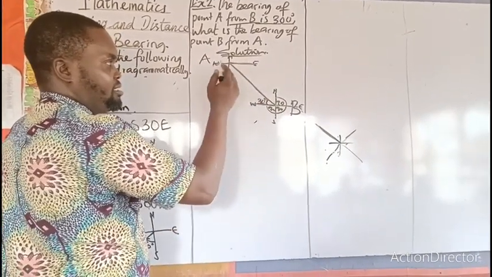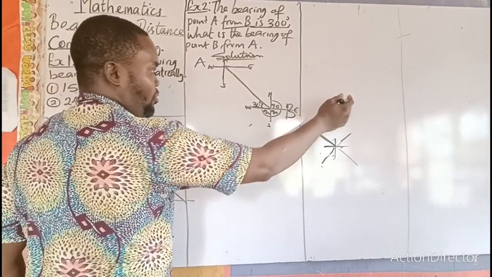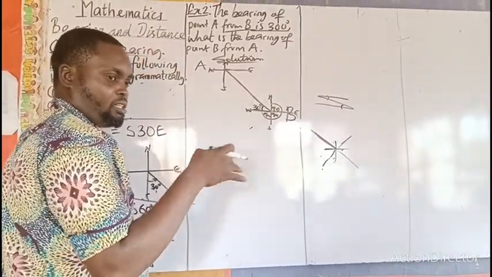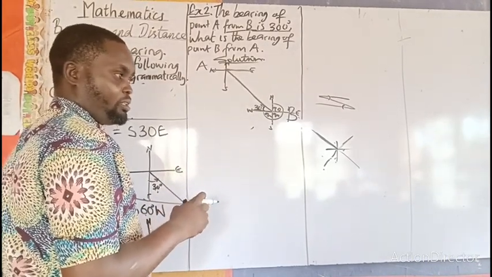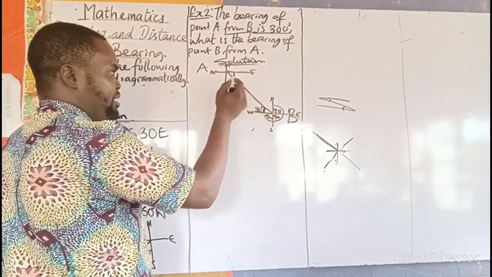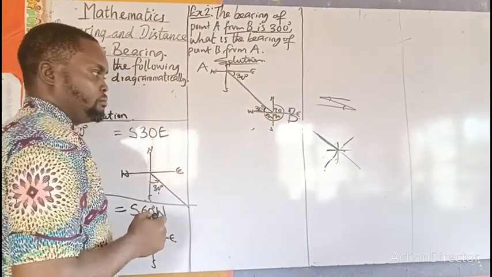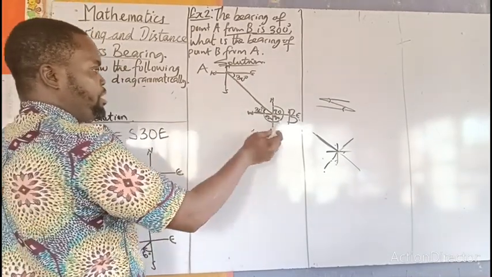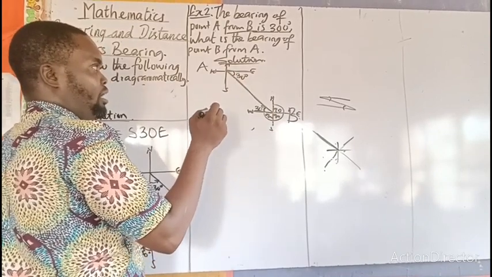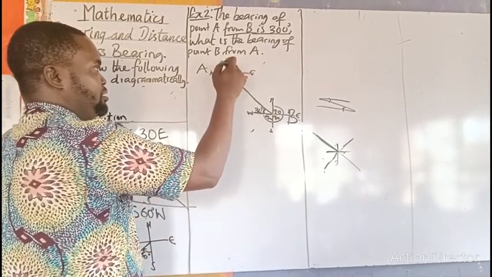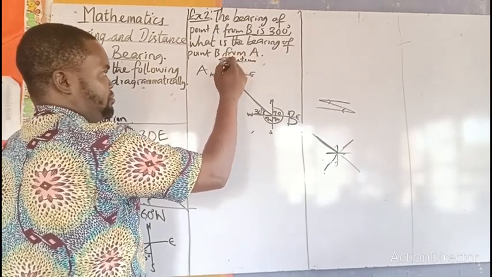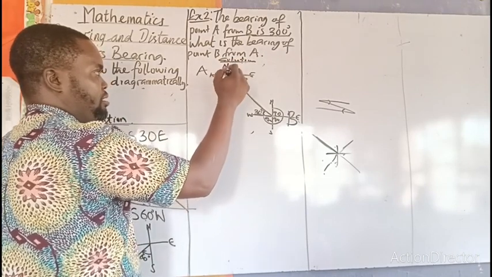Is that also Z? You don't remember our alternate angle? When we have Z, the two angles inside are alternate. Anytime you have a Z angle. So if this place is 30 degrees, that means this place is also 30 degrees. And the question says we should read B from A. So from A, as usual, where do you start reading from? North. You start reading from the north.